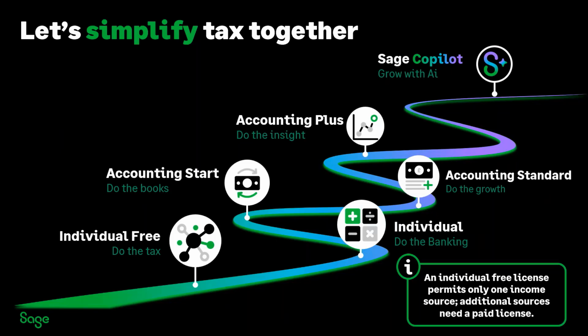A good question that's just coming in from Roy: does Individual Free accommodate 2 individuals, me and my wife? No. You would both need to sign up. You need to have a license per individual income source. So if you have one income source, you would sign up for that, put in your income and expenses, and then the other person would need to sign up also.